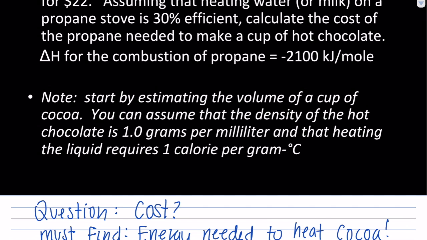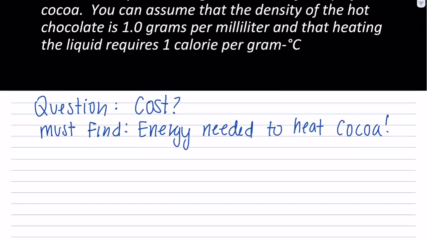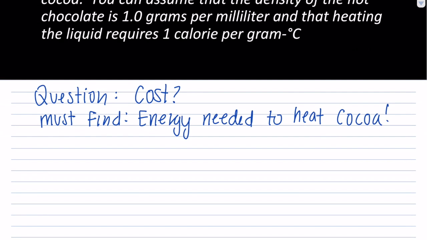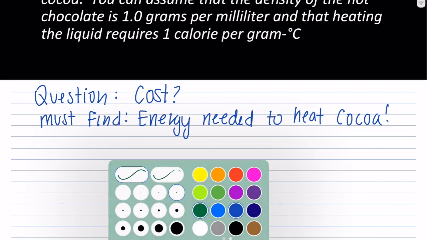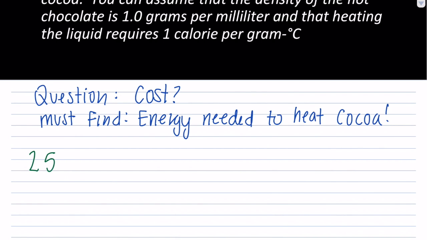The first thing that you're going to want to do is start by estimating the volume of a cup of hot chocolate. If you make one single cup, that is going to be about 250 milliliters. So that is what I'm going to use as my estimate for the cup. The problem also tells us that the density of the hot chocolate we're making is 1 gram per milliliter. This is the next piece of information you need in order to calculate how many grams of liquid your hot chocolate is.